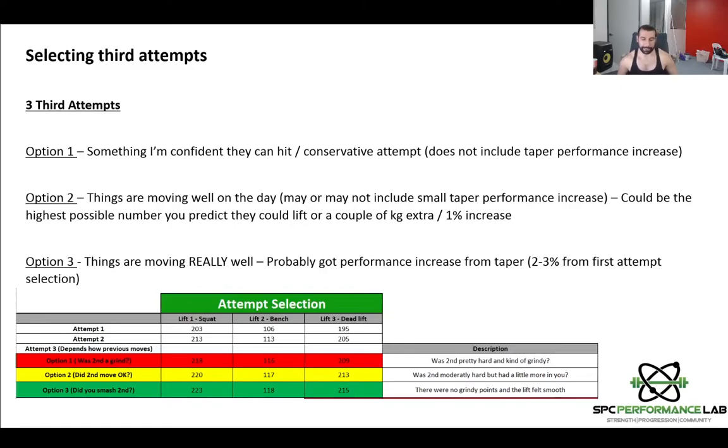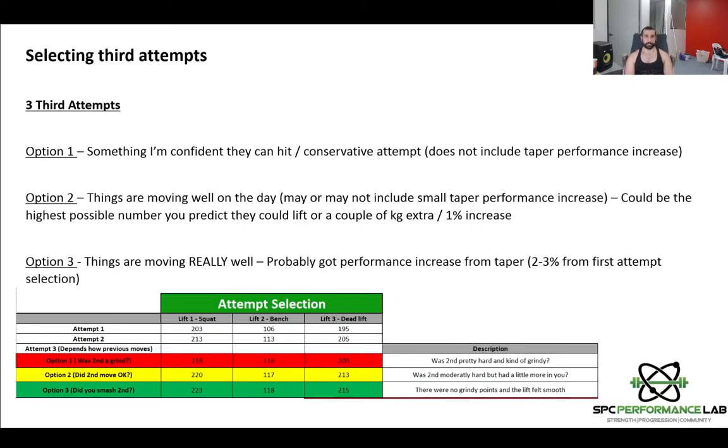So doing that example before, where someone did a top single of 140 kilos and it was around a 9 RPE, I reckon they could do maybe about 145, 147 kilos. So 147 was my absolute max. That's probably a grinder. I will subtract a couple of kilos under that, and we'll probably use the 145 as my option 1, because that's something that I'm pretty confident that they'll be able to hit.